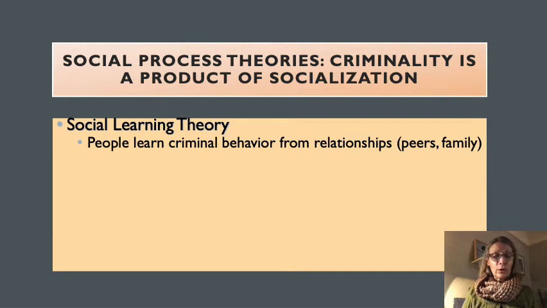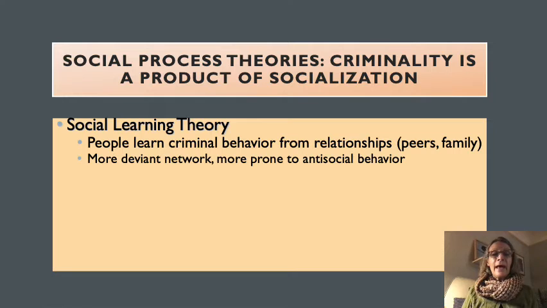And so social learning theory is a part of the social processes theory, that people learn criminal behavior from their relationships. And it doesn't matter whether you come from a rich family, a middle income family, or a poor family, the people that you hang out with can teach you values, and you can learn behaviors from the people that you hang out with.